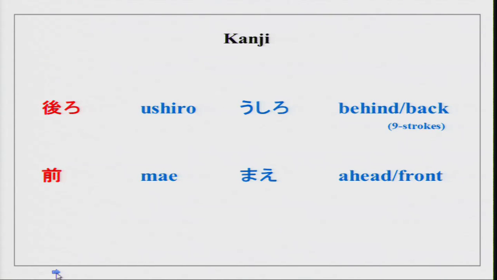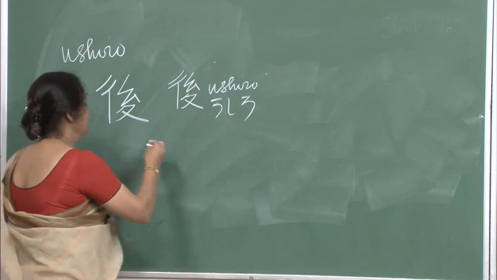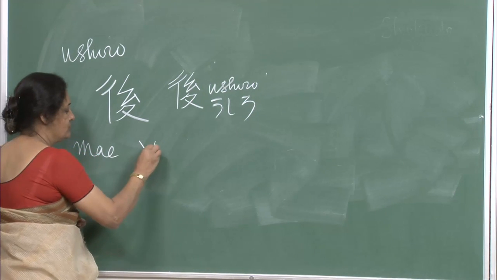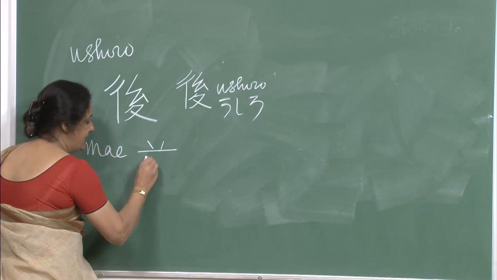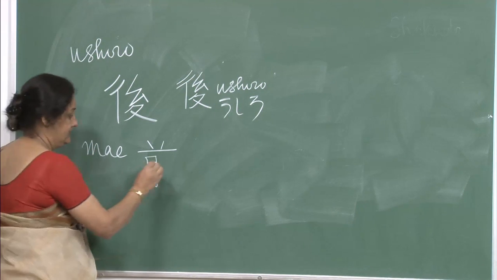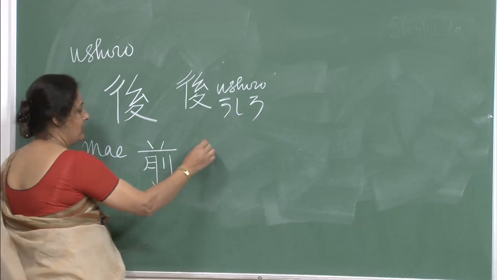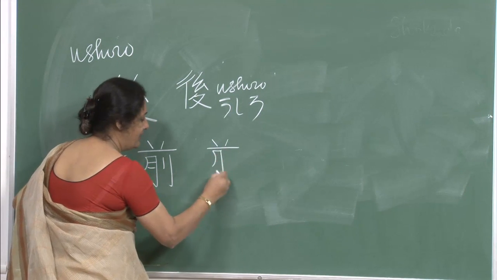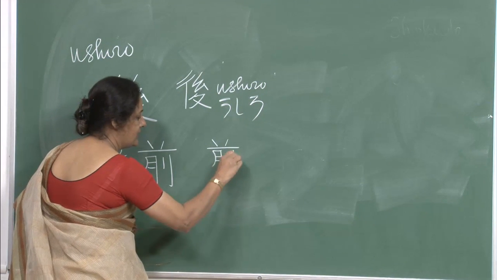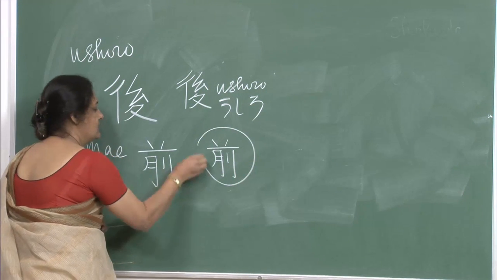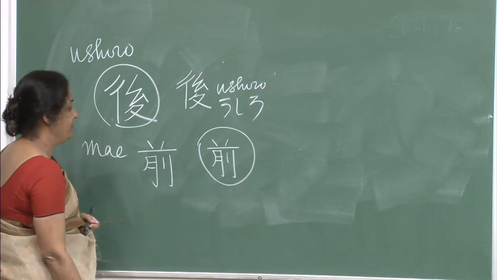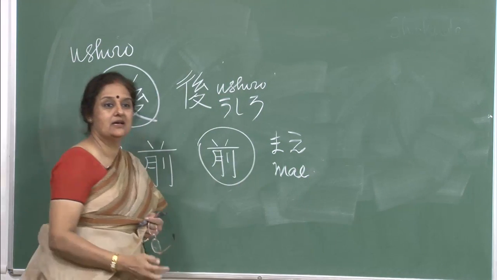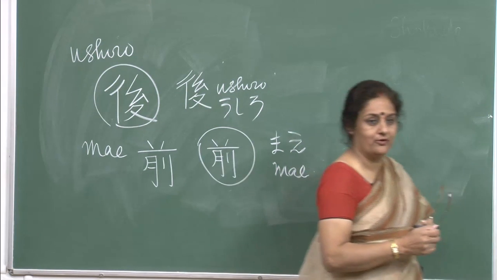We have another one over here for you. You have again done this word, mae. Now, 1, 2, 3. This character you have done, if you remember, month, and this over here. So let us see how many strokes are there to this character. 1, 2, 3, 4, 5, 6, 7, 8, and 9. So again, this is also a 9-stroke character as ushiro, mae. Mae means front of, or ahead, or before.